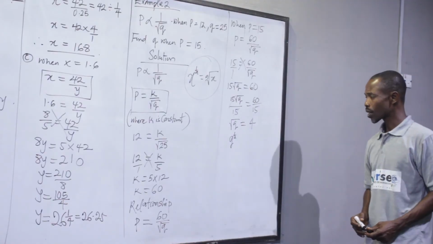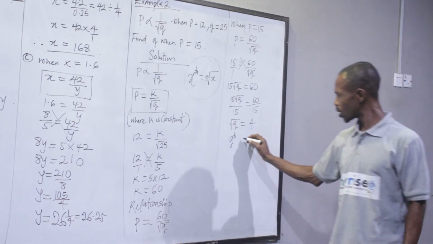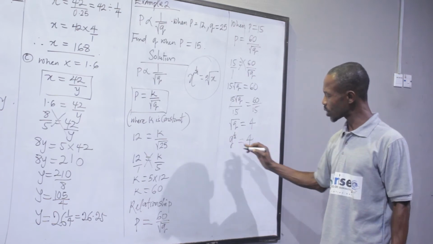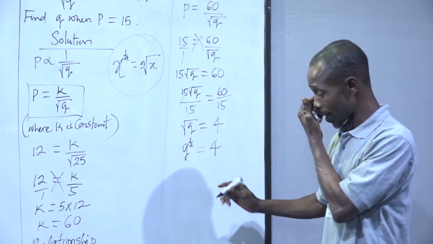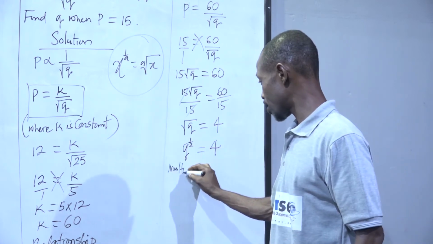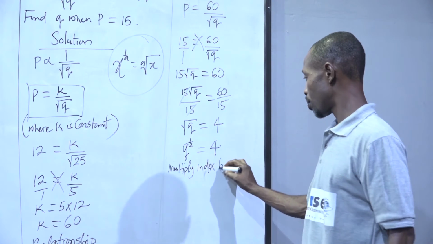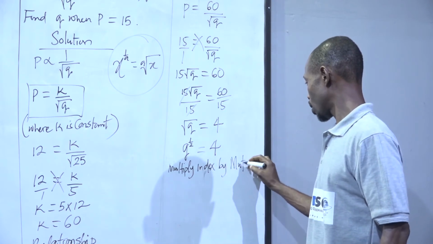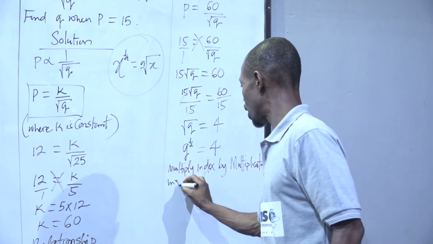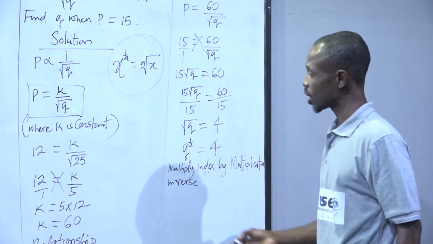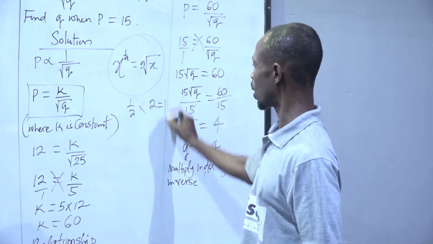Are you there? So now if you have Q raised to the power 1 over 2, to get rid of that 1 over 2, you need to multiply the index, both sides, by the multiplicative inverse. What's the multiplicative inverse here? 2. So multiply the index, that means the power, by the multiplicative inverse. What do you mean by multiplicative inverse? The multiplicative inverse of 1 over 2 is 2, so that when you multiply them, they become 1.